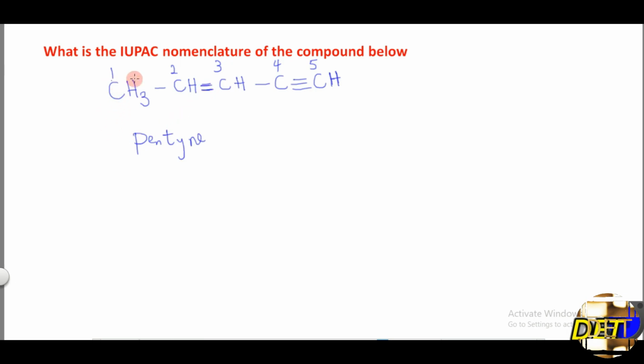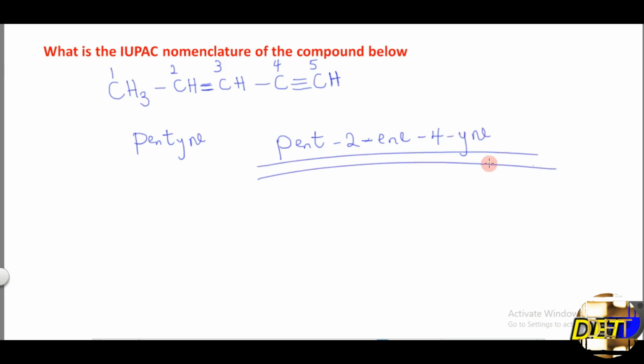So we'll count from this side, right? So this is 1, 2. So that tells us that the double bond is at position what? 2. So the double bond is at position 2. So this compound will be pent-2-en. En means what? Double bond, right? Pentene means double bond. 1, 2, 3, 4, 5. 1, 2, 3, 4. So the triple bond is at what? At position 4. So this is pent-2-en-4-yne. This is the IUPAC nomenclature of this compound.